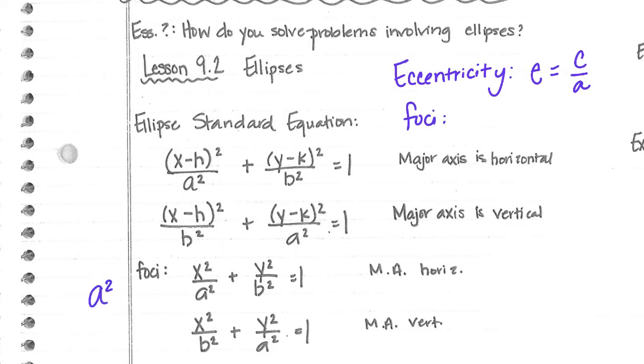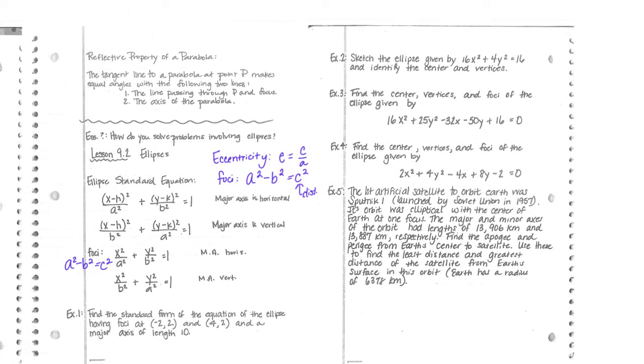The foci is A squared minus B squared equals C squared. So I'll write it up here again. A squared minus B squared equals C squared, where C is the distance of the center to the foci. So let's try another problem.